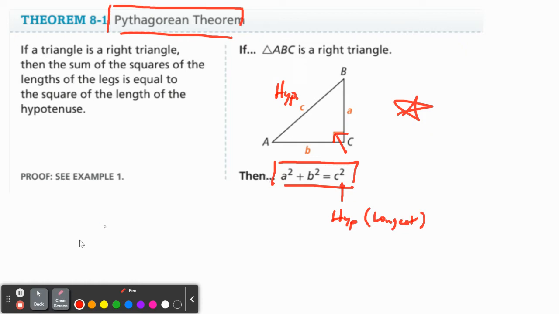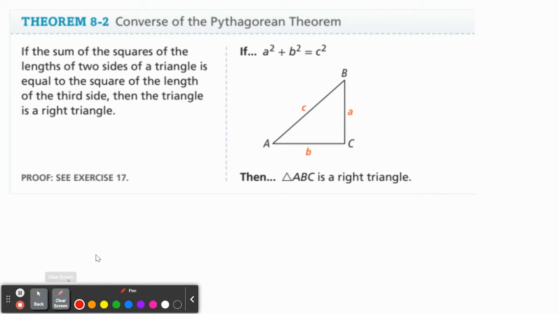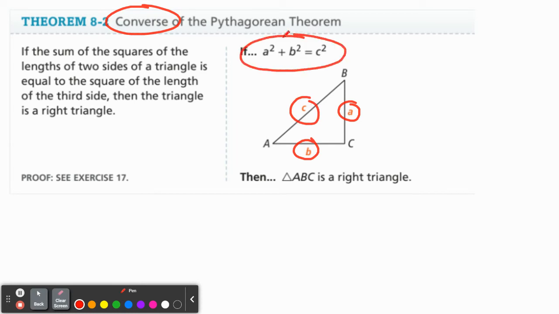Now, there's also a converse. So this is if you know the triangle is a right triangle. You can use the converse to prove that a triangle is a right triangle. So again, if you're given the three sides, if you're given A, B, and C, you would just simply plug them into Pythagorean theorem and see if the left side and the right side are equal. If they are, then you would be a right triangle, right? The three sides would satisfy Pythagorean theorem.